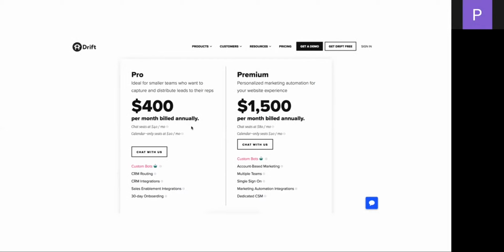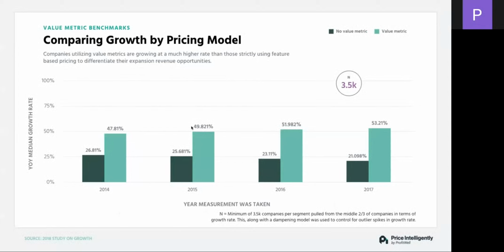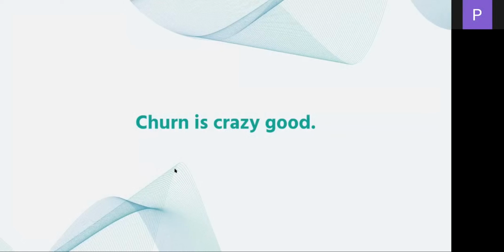Just to show you how this works out in terms of numbers, this is growth based on the pricing model. The light green are those folks who are pure value metric companies, and these are folks who don't have feature differentiation. And the dark green are those folks who have feature differentiation as their primary pricing. The reason this growth exists is because churn is really, really good. If I'm not using as much of the product, I end up paying less, and presumably I might downgrade, but it's one of those things where I'm not necessarily going to churn.